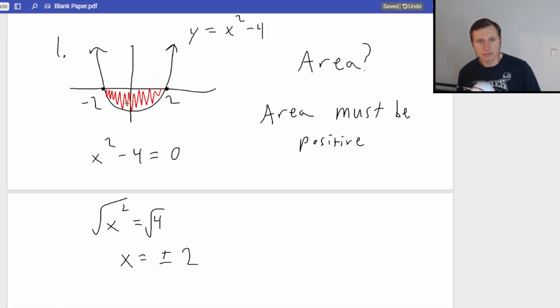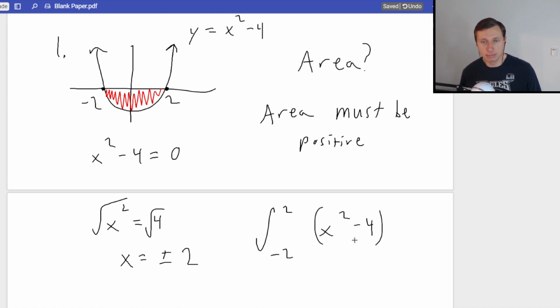The x points are -2 and +2. Which is good because now I have my bounds for my integral. So it's going to be the integral from -2 to +2. Notice my function is not going to be x squared minus 4 though. Why is that? Well, because if I do that, then I'm just going to get the negative area, right? Like if I choose x squared minus 4, whatever the area is, it's going to be negative. But I want it to be positive. So how do I account for that?